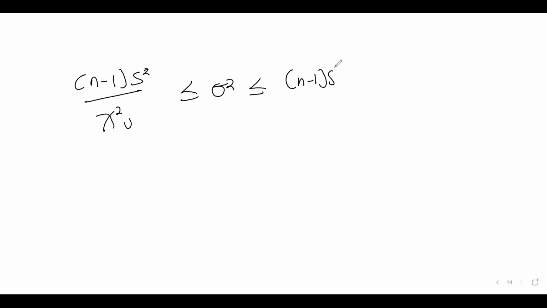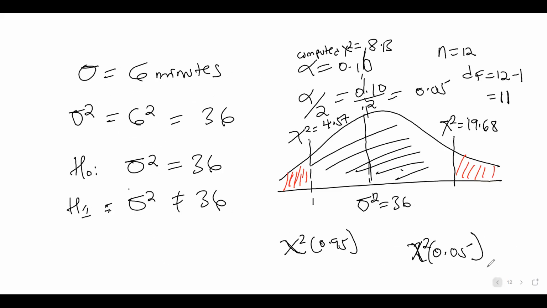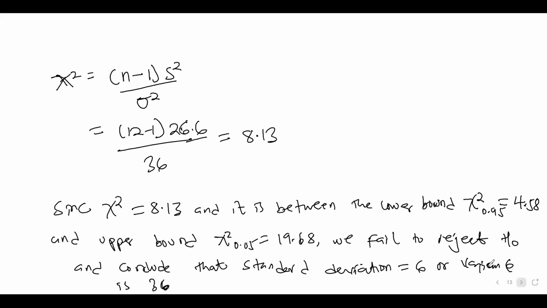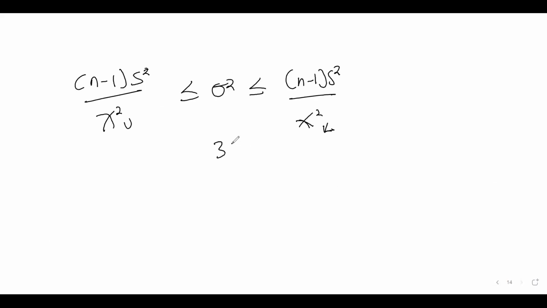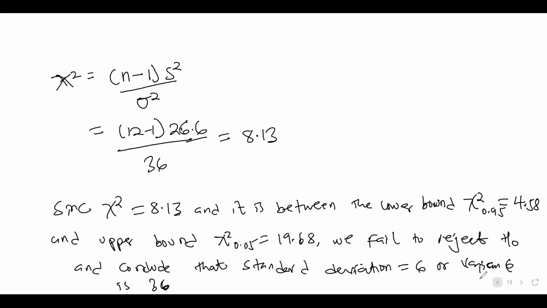Now here, the formula for the confidence interval for a single population variance is n minus 1 times the sample variance all over the chi-square of the upper bound, less than or equal to the population variance, less than or equal to n minus 1 times the sample variance over the chi-square of the lower bound. We are using this same example to do it. Remember, the population variance was 36. The sample size was 12.